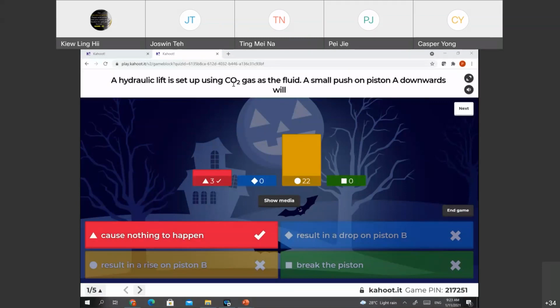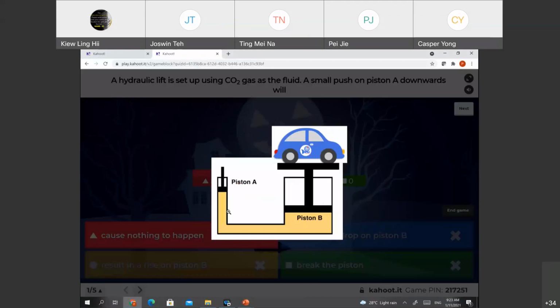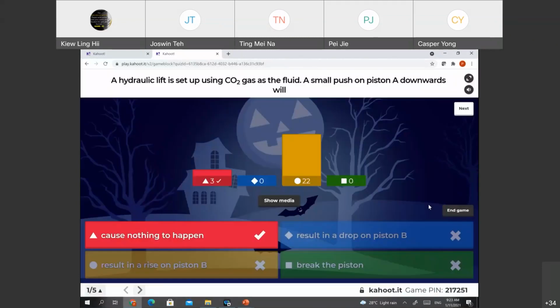Tricky. So that's why I say you have to be alert. In this case, this gas is a compressible fluid. So even though it is a fluid, when you transmit the pressure down at piston 1, nothing will happen at piston 2, because it is compressible. Very good to the 3. These 3, they are the gods in your bag.